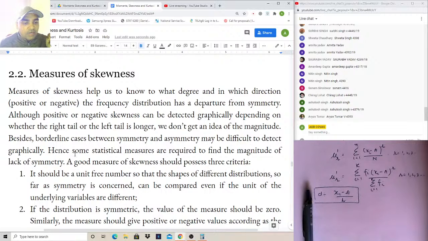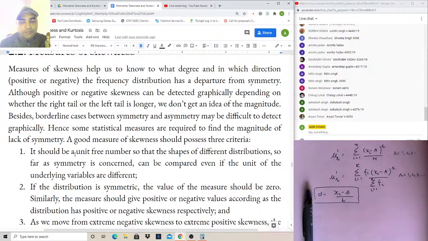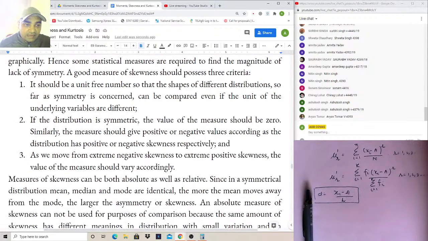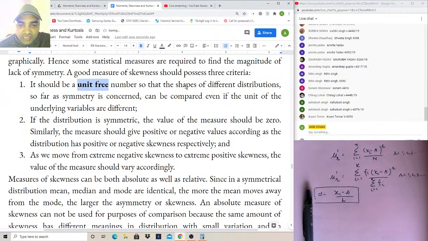Besides, borderline cases between symmetry and asymmetry may be difficult to detect. That is, for something lying on a borderline, how will you define whether it is symmetric or asymmetric? Hence some statistical measures are required to find the magnitude of lack of symmetry. A good measure of skewness should possess these criteria. It should be a unit-free number, so that the shapes of different distributions, as far as symmetry is concerned, can be compared with each other without taking into account the unit. Then, if the distribution is symmetric, the value of the measure should be 0.